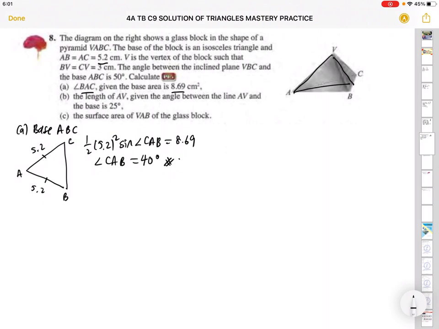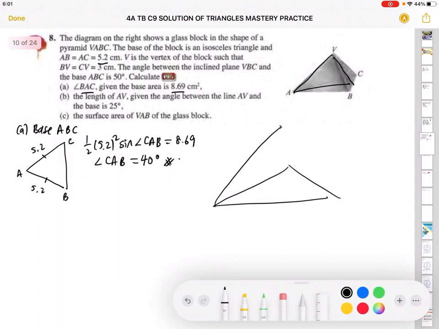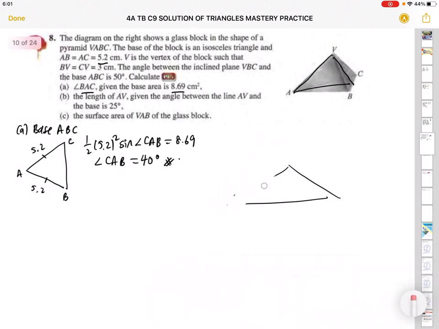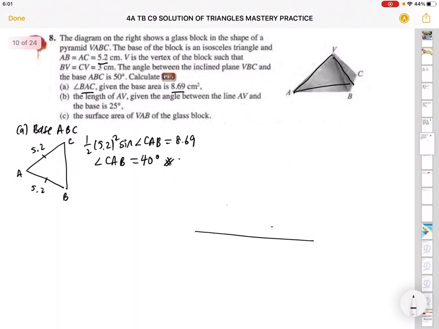in the previous example I did mention, let's say this is the line. My line is still a bit ugly looking, sorry. Never mind, I can't draw a perfect line. Okay, I need to draw bigger so that you can see clearer. So this is A, B, C, and V is on top.